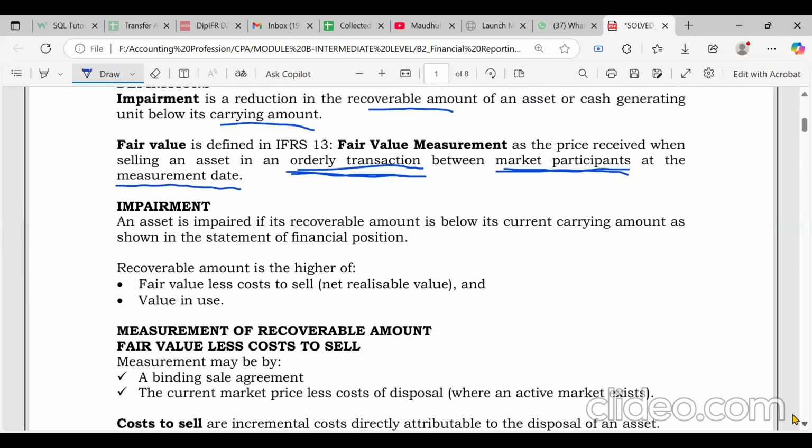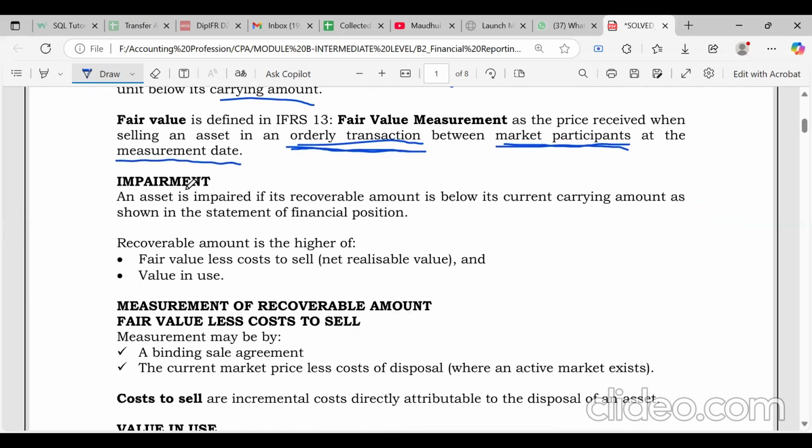Now impairment, you can see the impairment here. As I told you, whenever you want to compute the impairment, you need to get the recoverable amount. You can only recover the funds from your asset either by selling it or using it for some years, and then getting the present value of the cash flows you expect to get. So the first option is to sell it.